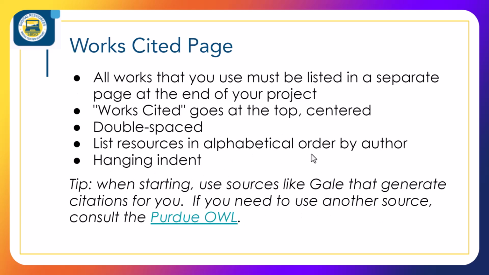Now let's talk about a works cited page. This is the other type of citation. Just because you provided in-text citations does not mean you get to skip this part. All works that you use must be listed in a separate page at the end of your project. You put works cited at the top and center it. The page must be double-spaced.